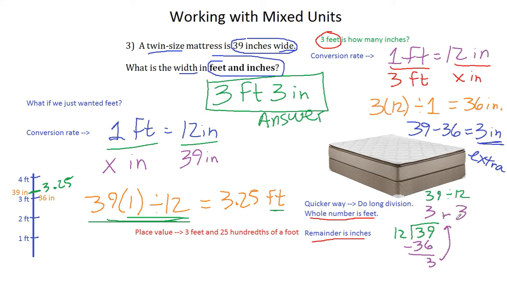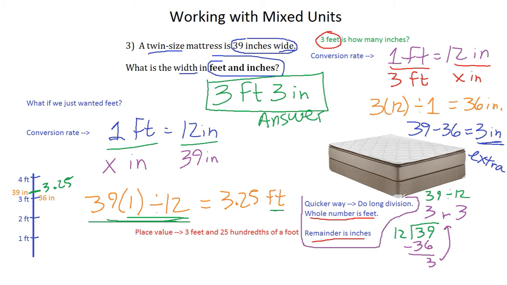And there you go. 3 remainder 3. The first 3 is our whole number, that's the number of feet. The 3 that's our remainder is the leftover inches. That's how many extra inches we had that wouldn't make another foot. Okay, so that's the quick way if you want to do it that way.